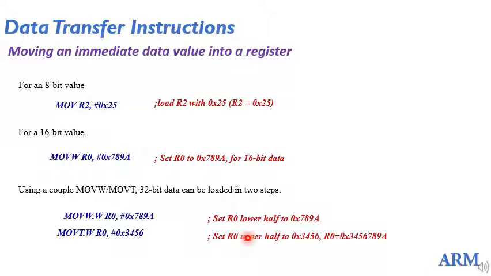So collectively, at the end of the execution of these 2 instructions, R0 will be holding the value 0x3456789A. As you see here, 789A will be occupying the lower half word and 3456 will be occupying the upper half word.